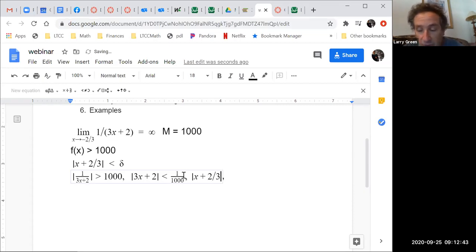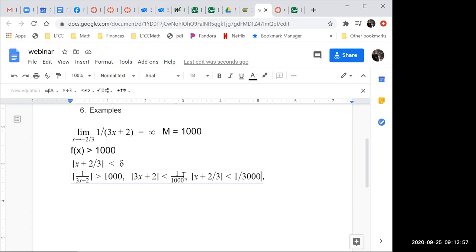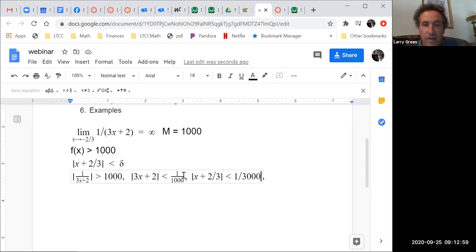x plus 2/3 needs to be less than, we're dividing by 3, 1 over 3,000. Any questions on that? Okay, so guess what? There's our delta. What's delta? 1 divided by 3,000. Yep. And that's your answer.